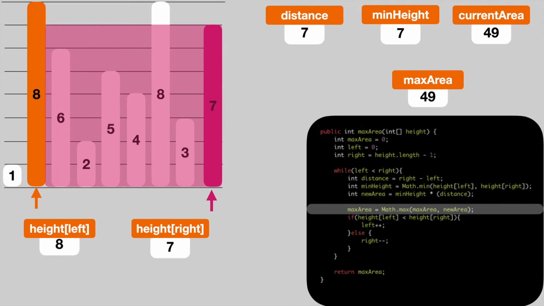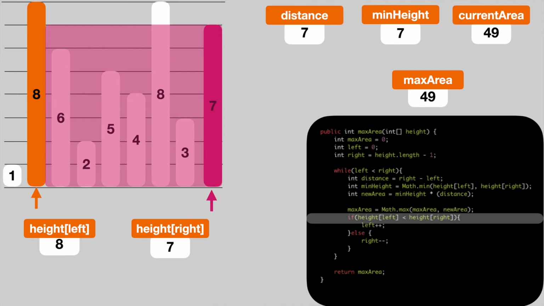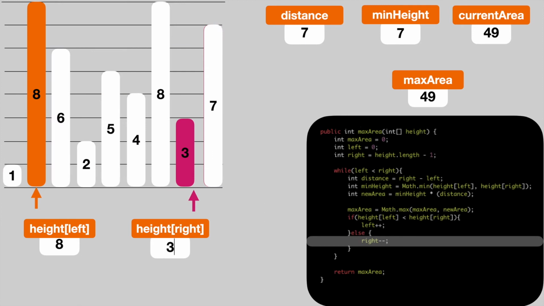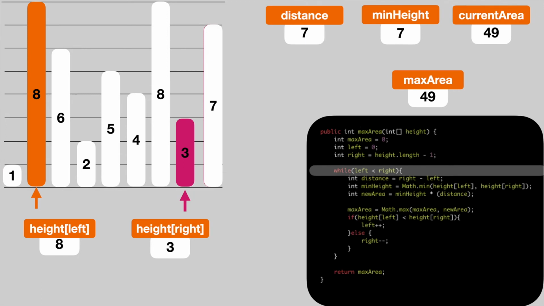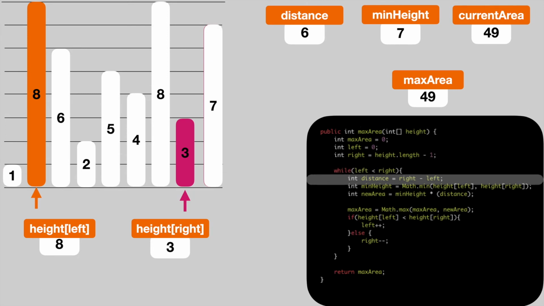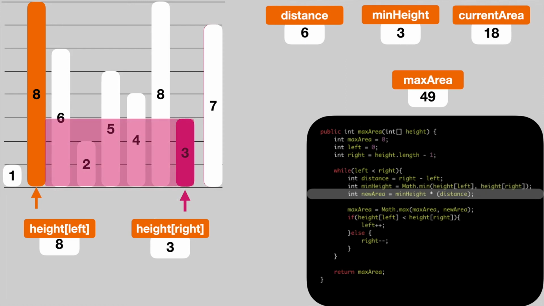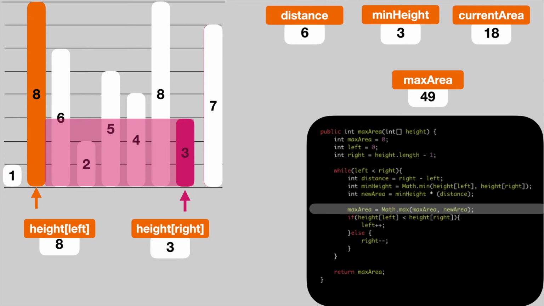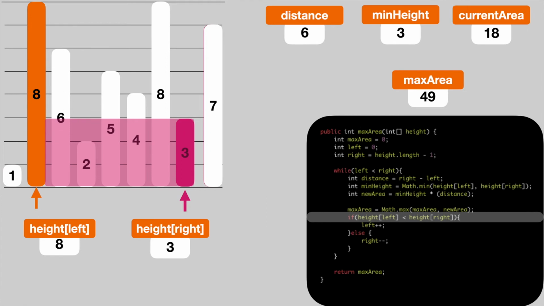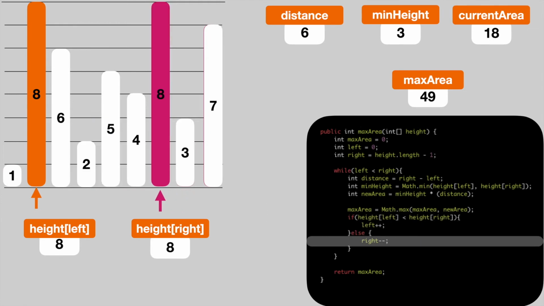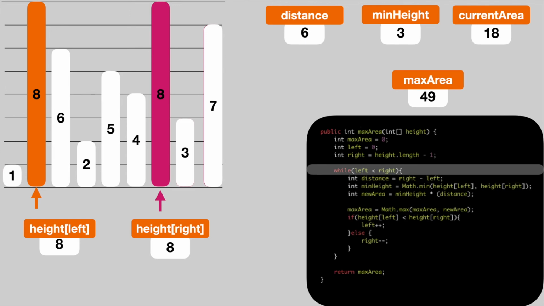So we go ahead and compare the heights in order to advance from the smallest element. 7 compared to 8, so we decrement the right index and we go again through the while loop as the condition is still met and valid. So we calculate the distance, which is 6, and the minimum height, 3. The new area is 3 multiplied by 6, 18. So 49 is still the maximum after the comparison. We go ahead and advance from the smallest element, 3 compared to 8, so we decrement the right index and we go through the while loop as the condition is still met.